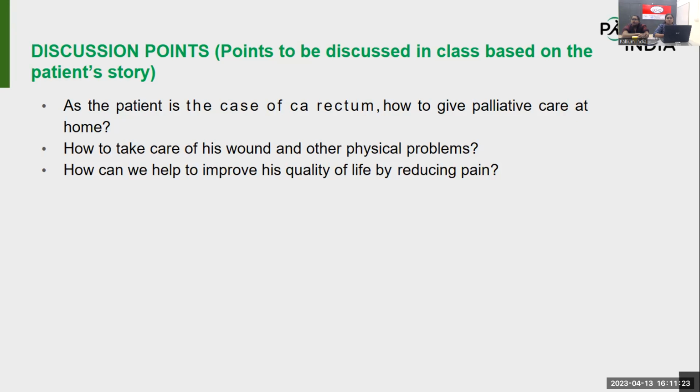Okay, we can move on to the discussion points. We would like to hear from you all. Now we understand how we will assess the pain and all, so we just want to hear from you all. Sudip, over to you. First they will contribute, then I'll tell. If you have seen these kinds of patients in your settings, how will you manage? What assessment will you do for this patient to manage the pain? Either you can unmute yourself and talk, or you can put your answers or suggestions in the chat box.